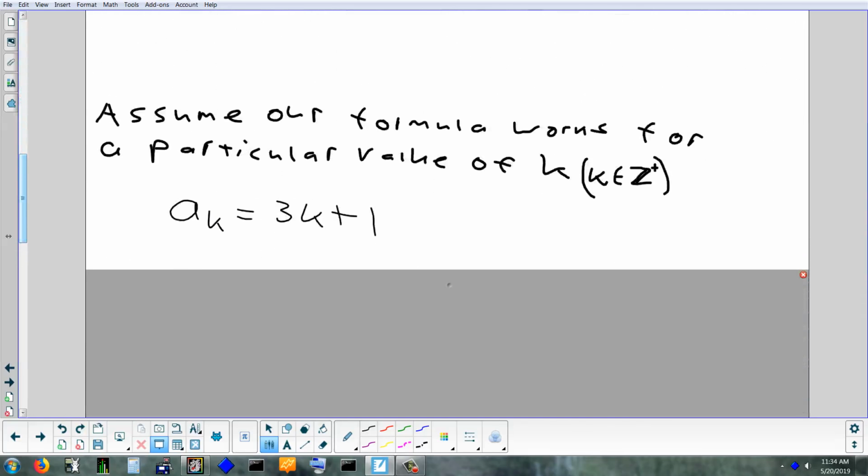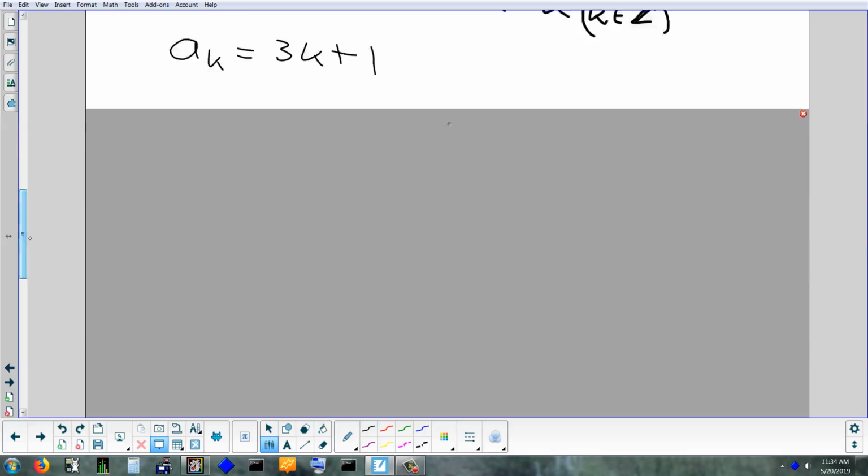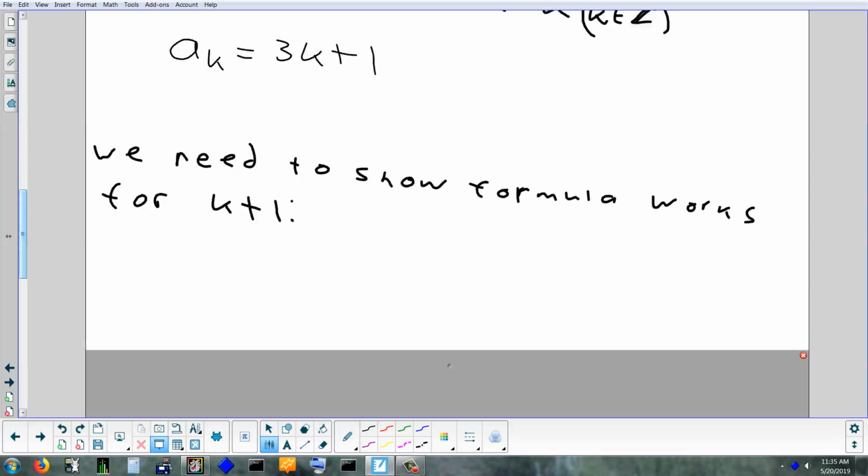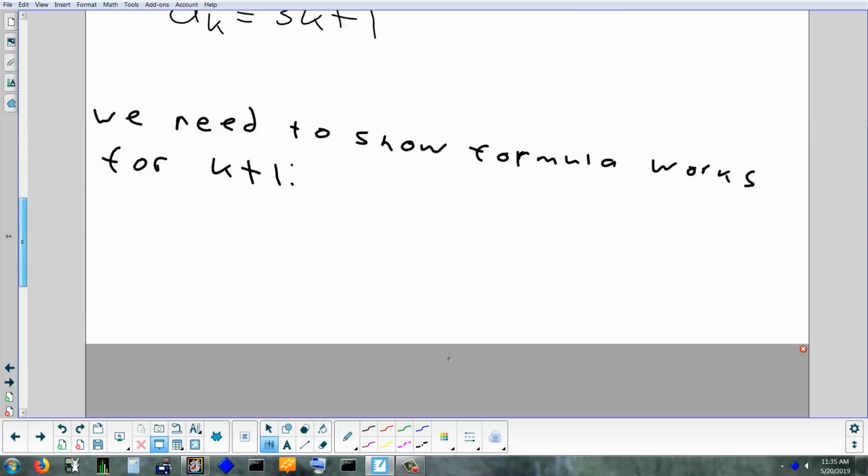What am I interested in to make the induction happen? It works for the kth term. I want to show that it works for the one after, and then it goes from there. Okay, so we need to show that the formula works for k plus 1.